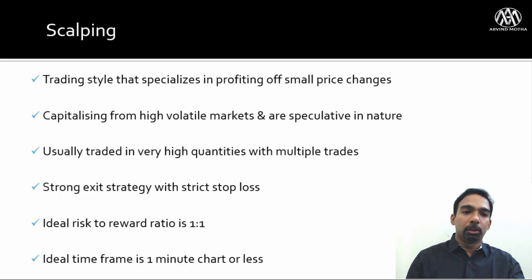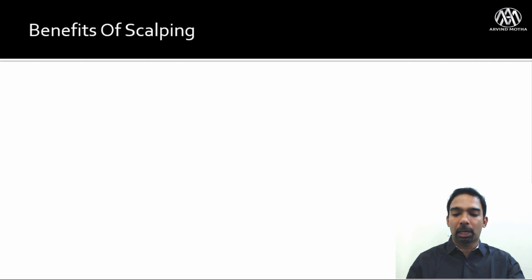Now, the ideal time frame you can use for chart analysis: you can use 1 minute or even sometimes less than that, 5 seconds or 2 seconds if you're going for very micro trades. Ideally, 1 minute is very effective for scalp trades. So let's see what the benefits of scalping are.